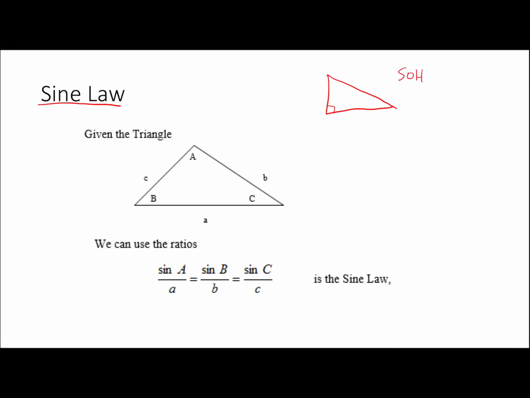SOHCAHTOA only worked on 90-degree angles. That's why we're working with sine law presently. Because what if we need information about a triangle that doesn't have a 90-degree angle? So that's where sine law comes in.